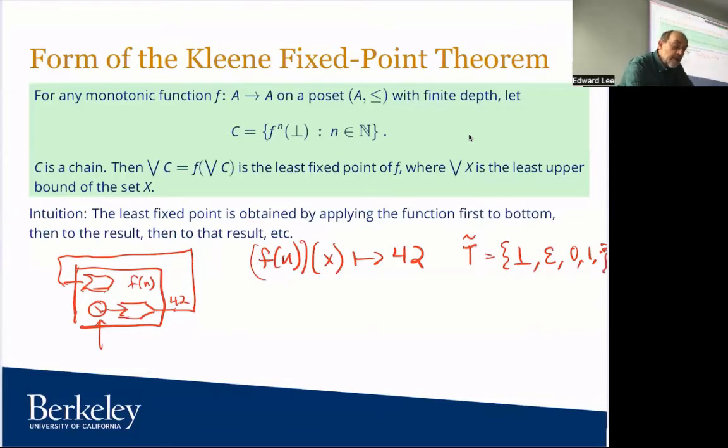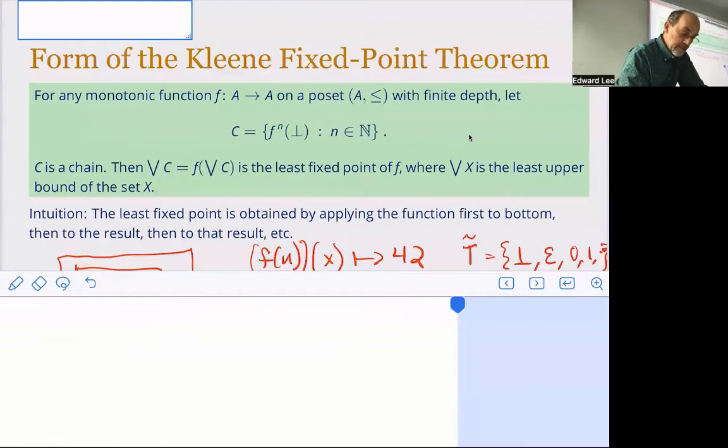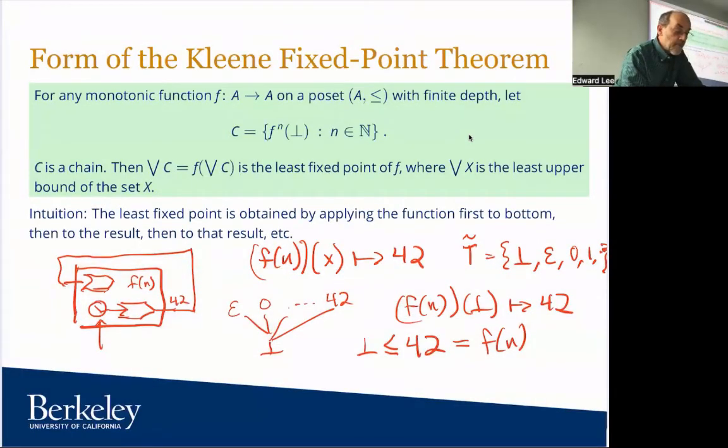And the order relation is that bottom is underneath everything else, including 42. So if I evaluate this function on bottom, I get 42. Bottom is less than 42 in this order relation. And this should actually be a less than or equal, sorry. That's the way this is expressed in this theorem. So bottom is less than or equal to 42.